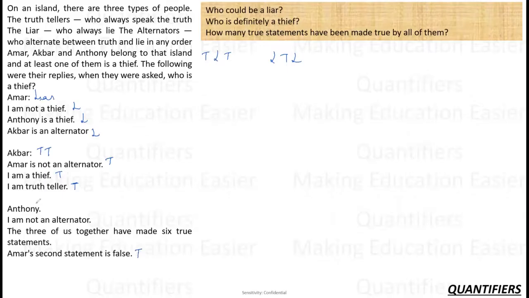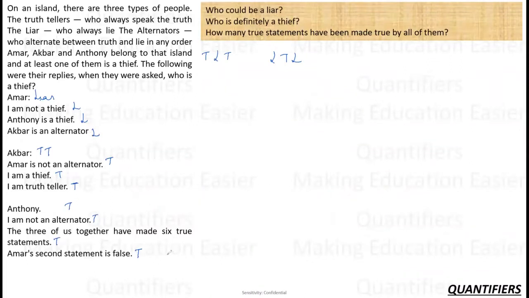Now, if this is definitely true, he has only two options: whether he is an alternator or a truth teller. If I assume him to be an alternator, this is true, this is a lie, this is true. He says I am not an alternator. Anthony is saying that he is not an alternator. So this statement is true, right? Now, because this statement is true, and he himself says I am not an alternator while we are assuming him to be an alternator, this statement would be self-contradicting. If this statement is self-contradicting, he cannot be an alternator, which means he must be a truth teller. So truth teller and truth teller.